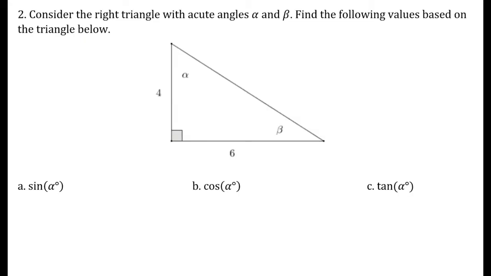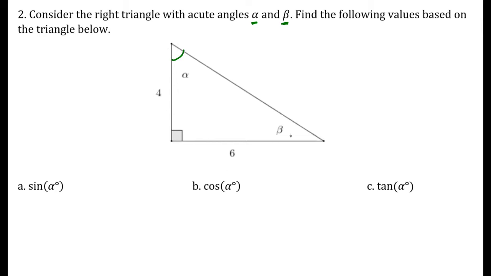Number 2, consider the right triangle with acute angles alpha and beta. Find the following values based on the triangles below. So this is the Greek letter alpha, and that is the Greek letter beta. And we want to find the sine of alpha. Well, I'm sitting over here at alpha, and sine is opposite over hypotenuse. Well, I don't know what the hypotenuse is. I know the two legs.